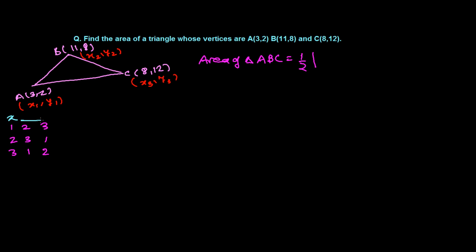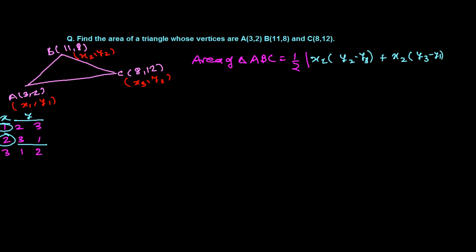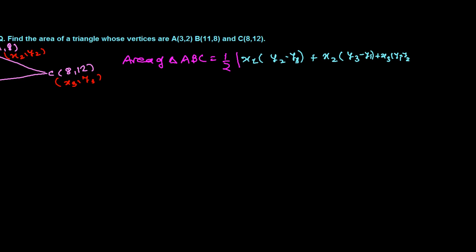Now this is representing x and this is representing y. So first, when x is 1, y will be y2 minus y3, and plus again, when x will be 2, y will be y3 minus y1. And now when x will be 3, y will be y1 minus y2. I hope you understand this.